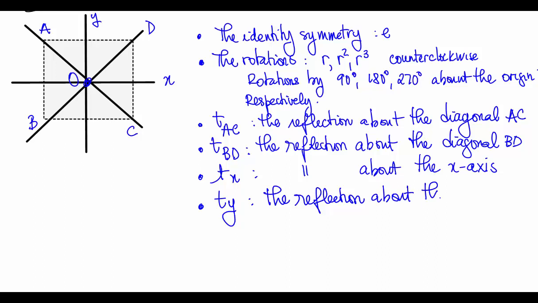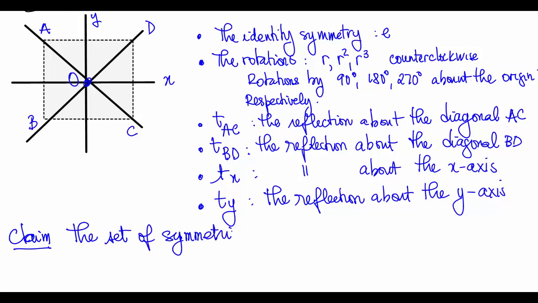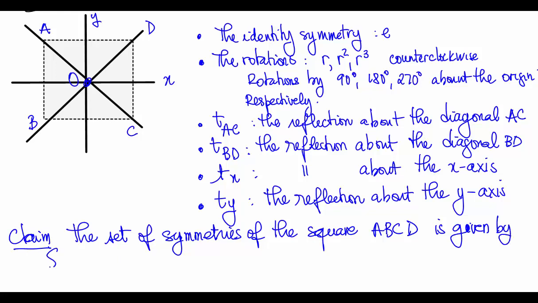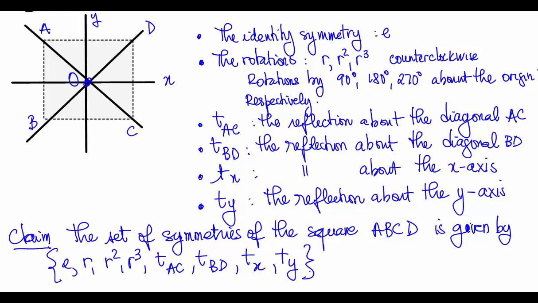So you can then say that I claim, so this is a claim, it's not a proof yet, so let me write it down. So the claim here is that the set of all symmetries of the square A, B, C, D is given by the set containing E, R, R square, R cube, TAC, TBD, TX, and TY. And I claim that this is all. So we have a total of 8 distinct symmetries of the perfect square.